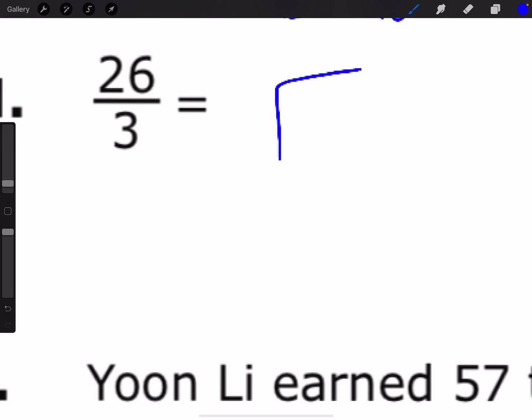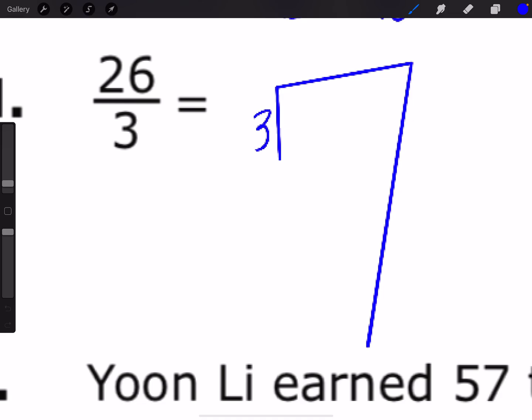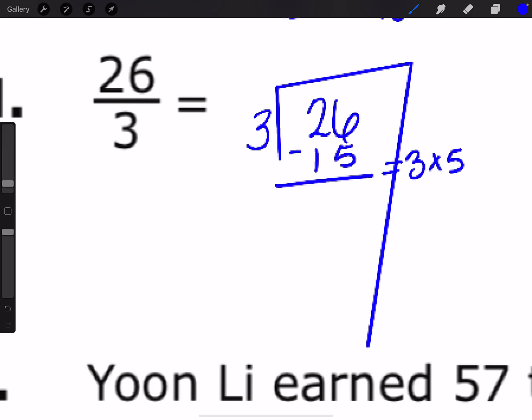26 divided by 3. So we have our chunking method. We have 3 as the divisor, 26 is the dividend. What is the highest amount that I can take in groups of 3? 3 times 10 would be too much, it'd be 30. I know that 3 times 5, though, is 15. So let's just do what we know. 3 times 5 equals 15.